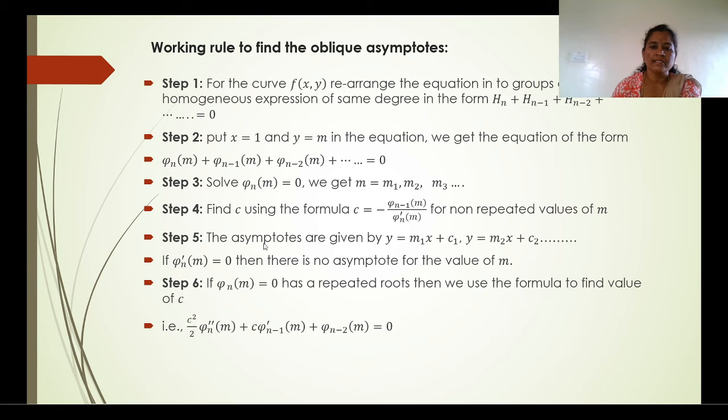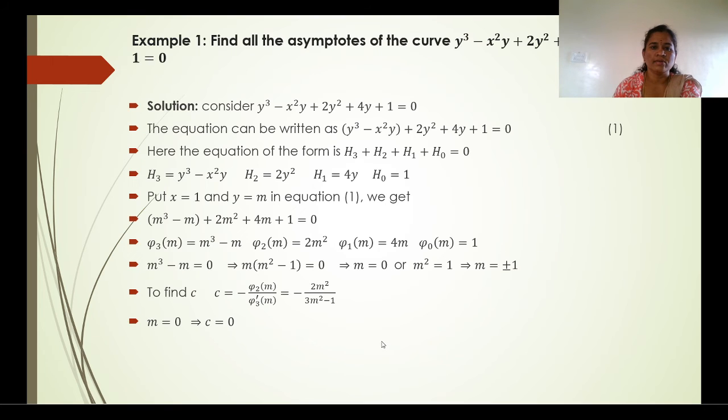In step 5, the asymptotes are given by y is equal to m1x plus c1, y is equal to m2x plus c2, etc. If psi_n'(m) is equal to 0, then there is no asymptote for that value of m. Okay, in step 6, if psi_n(m) equal to 0 has repeated roots, then we use the formula to find the value of c, that is c squared by 2 psi_n''(m) plus c psi_(n-1)'(m) plus psi_(n-2)(m) is equal to 0. This is the working rule.